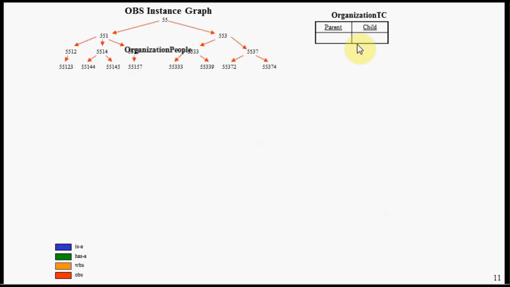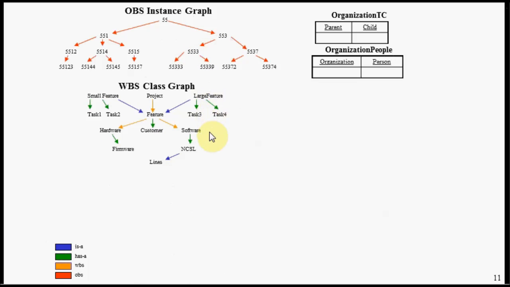In support of this graph, we have two tables here, a transitive closure table of the graph and a table representing a collection of people associated with each department number. We have another graph here called a work breakdown structure class graph. So this is representing a template for a project plan.